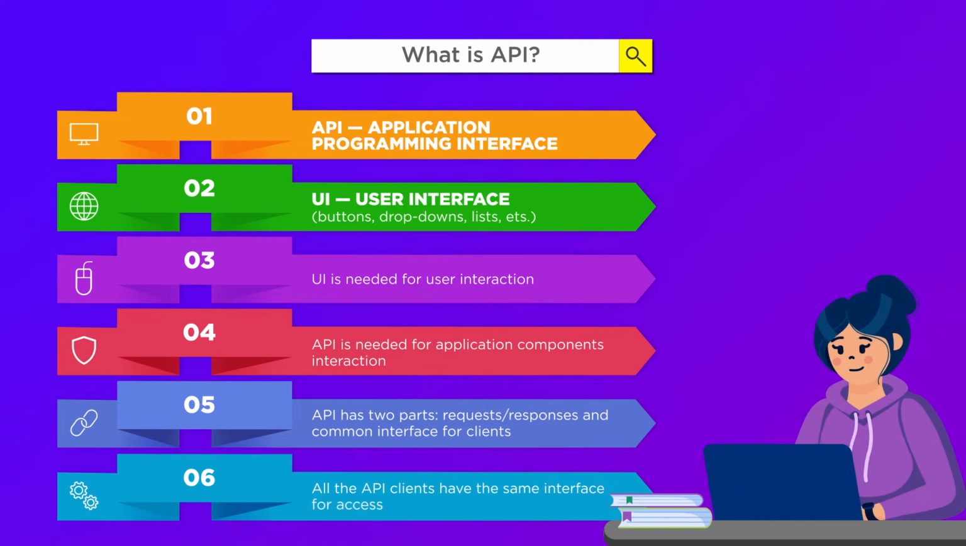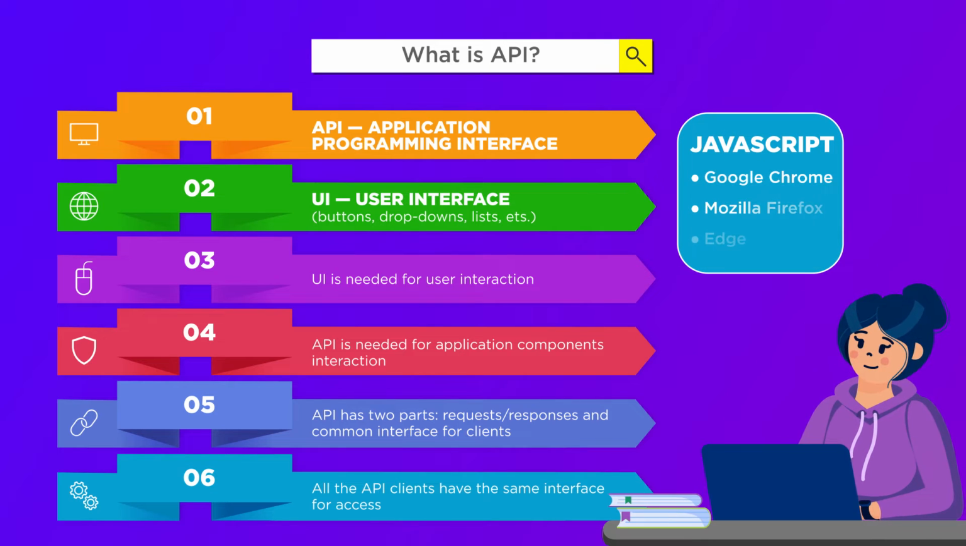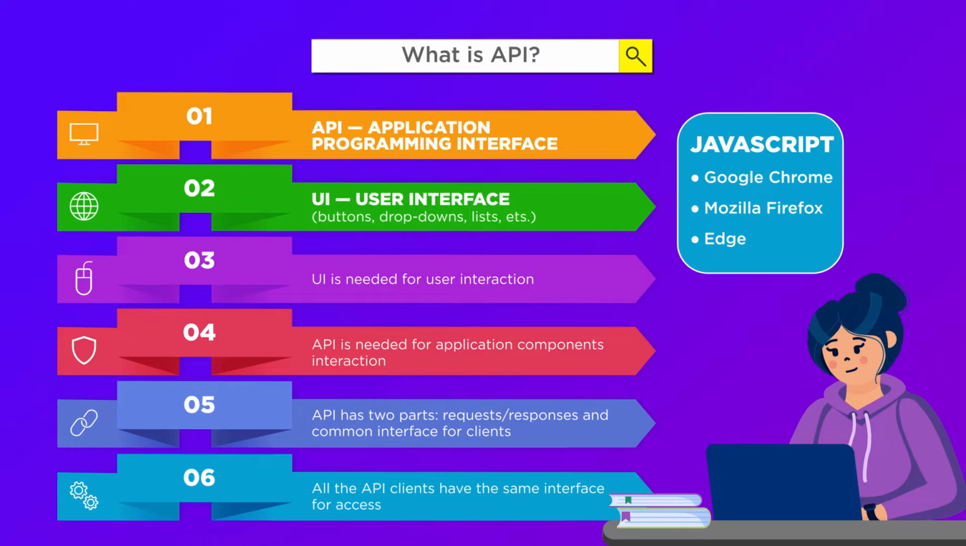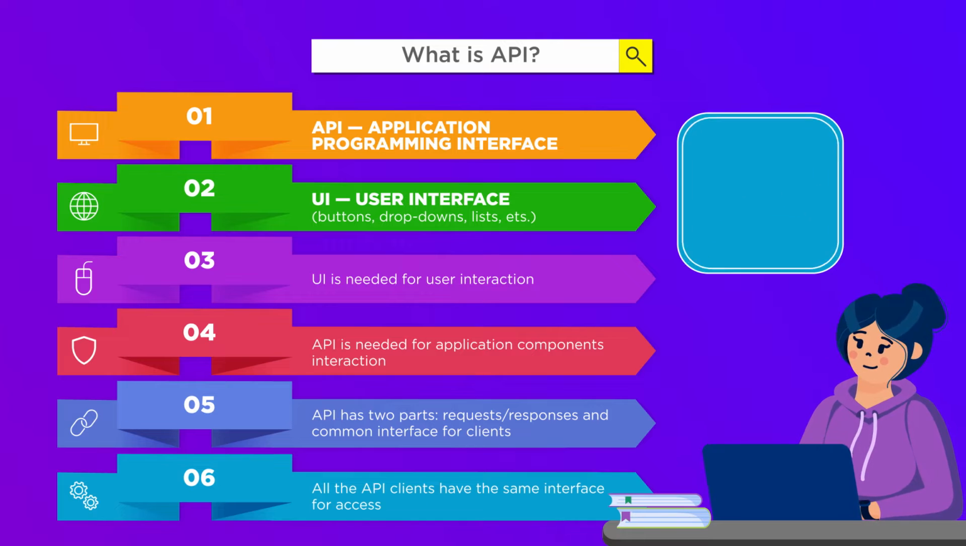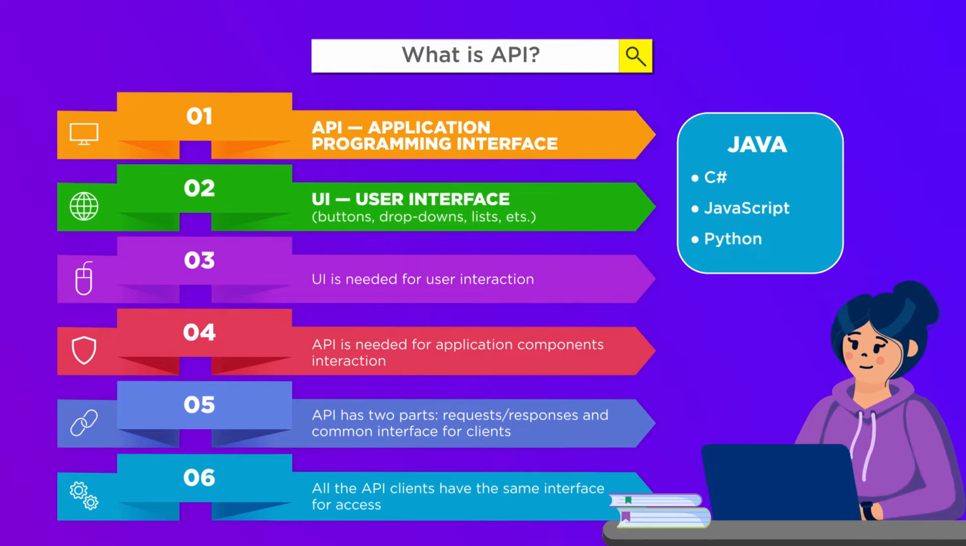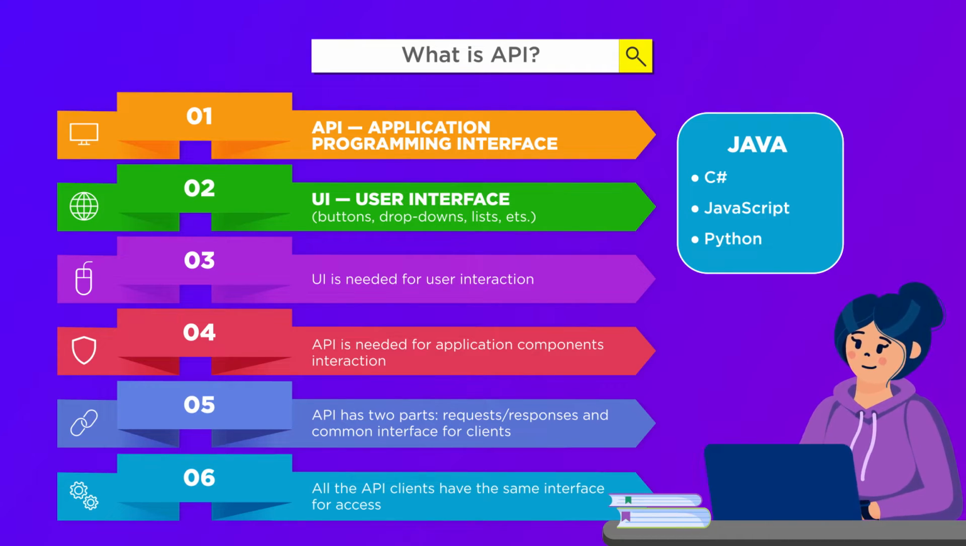API can also be compared to UI in the following case. For example, your application is written in JavaScript and can be opened in the following browsers: Google Chrome, Mozilla Firefox, Edge, etc. Though the user interface is the same for different web browsers, the same can be noticed for API. For instance, API can be written in Java, but the clients of this API can be written in C#, JavaScript, Python, etc. And all of the clients will use the same API calls, regardless of the language it is written with.